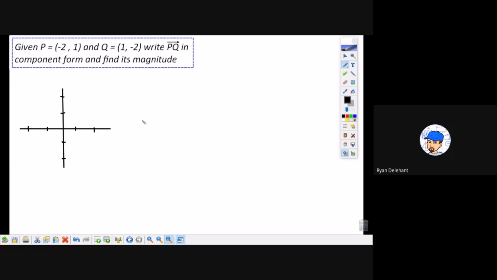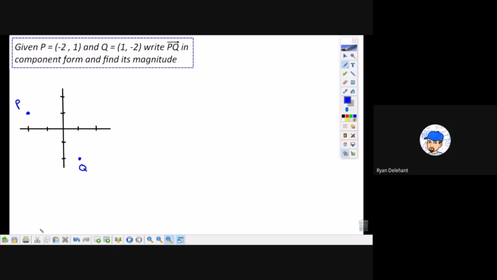So our first point is at -2, 1, which is back 2, up 1. So this is point P, and point Q is at 1, -2, which is down here. Try to make them even so it matches up. So this is Q. And what we're saying is there's a vector between those 2 points. One of them's where it begins. One of them is where it ends.